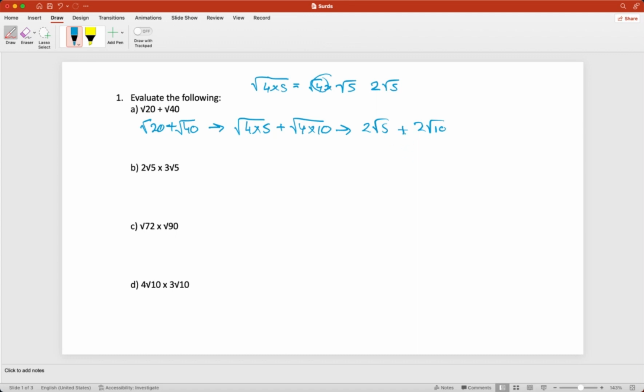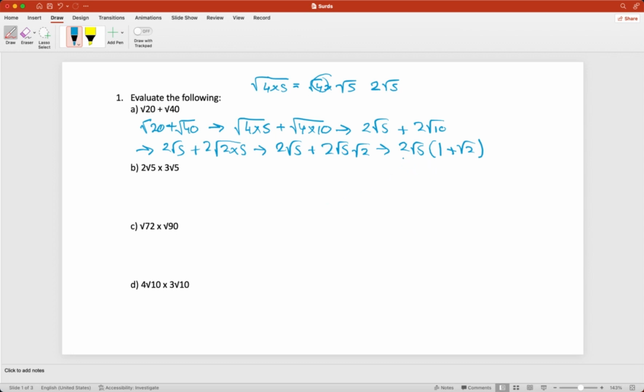You can actually further simplify this even more. Okay, so from 2 square root 5 plus 2 square root 10, you could do this. 2 square root 5 plus 2 square root 2 times 5. Okay, and then 2 square root 5 plus 2 square root 5 square root 2. Okay, and then you take out a common factor, which is 2 square root 5, bracket 1 plus square root 2. Very easy, very simple.